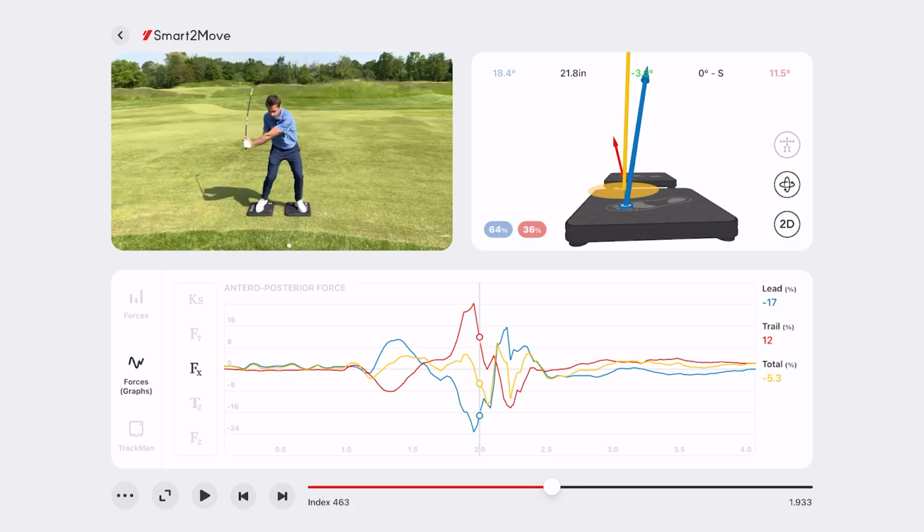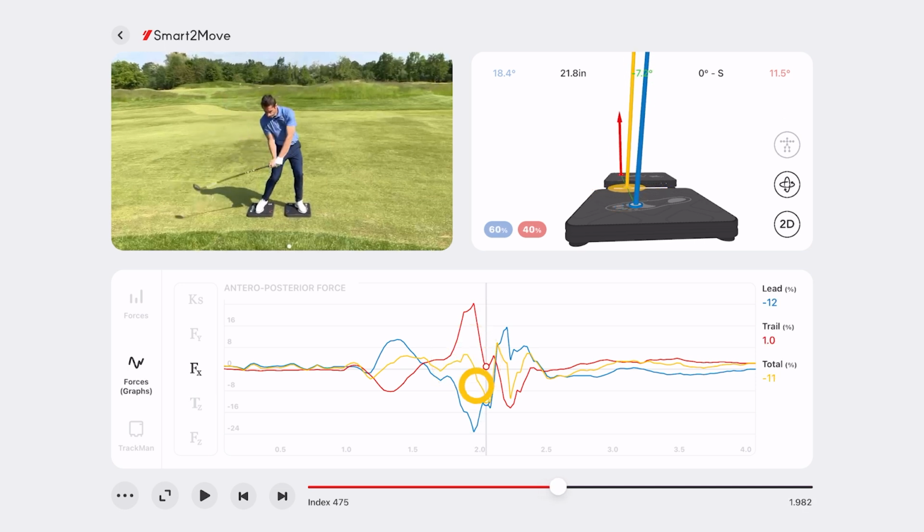Now, if we scroll through just a little bit further, you can see as he's starting to come in through impact, I love to see that yellow value get more and more negative as he almost turns off the trail leg. The trail leg is no longer creating that anterior-posterior force. The lead is still doing a nice job of pushing. And so now we see that total combined anterior-posterior force in the negative 11, 12, 13 range. And that's going to create some nice space for him to deliver his hands on a good plane into the golf ball.